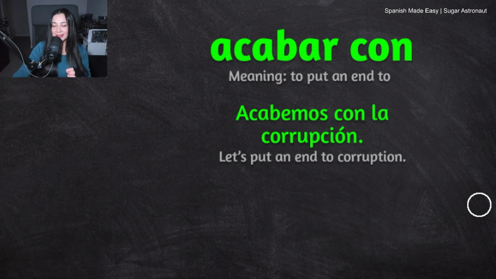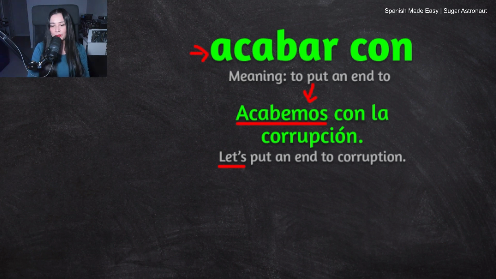Okay, so interesting phrase, and let's break it down. Let's see how it works. Acabemos. This, by the way, is an interesting thing in Spanish. When you want to say let's do something, you can use acabemos, this conjugation specifically. By the way, if you want to use this phrase, you need to know the conjugation of the verb acabar.